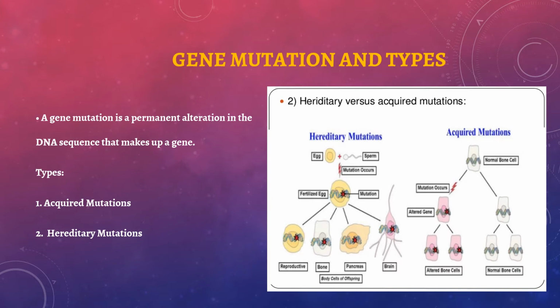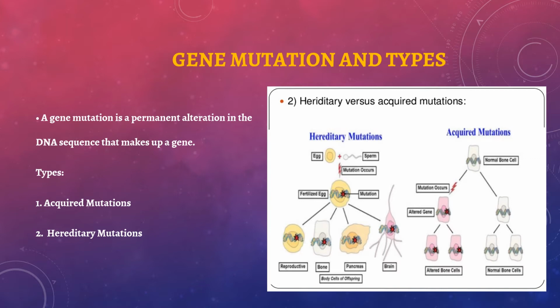Acquired comes from the word getting from somewhere, basically like a recent transmission, or there may be triggering factors which can cause changes in the genes. Hereditary means transmission from parents to children or from grandparents to grandchildren, so that is generation to generation.